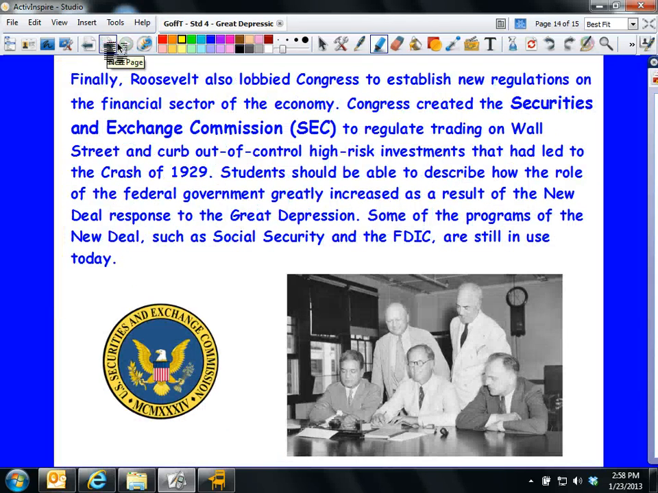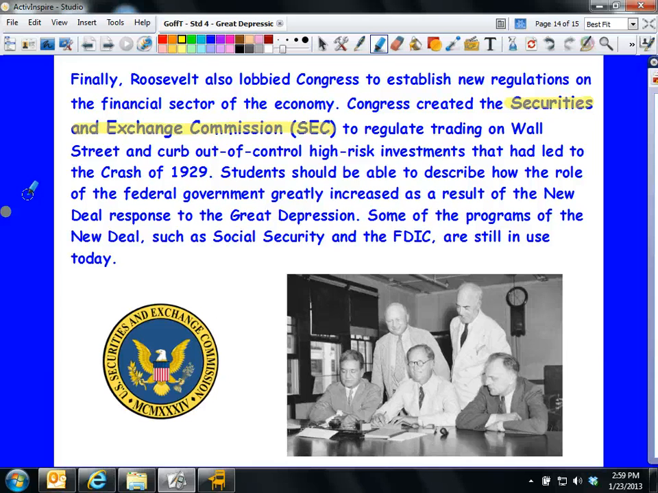Finally, Roosevelt also lobbied for Congress to establish new regulations on the financial sector of the economy. Congress created the Securities and Exchange Commission, the SEC. For my college sports fans, this is not the SEC that you may be thinking of. The SEC was used to regulate trading on Wall Street and curb out-of-control high-risk investments that had led to the crash of 1929.